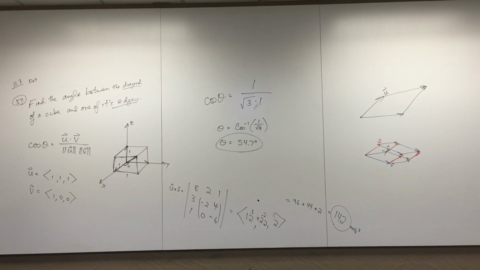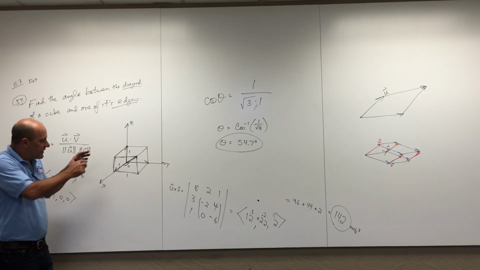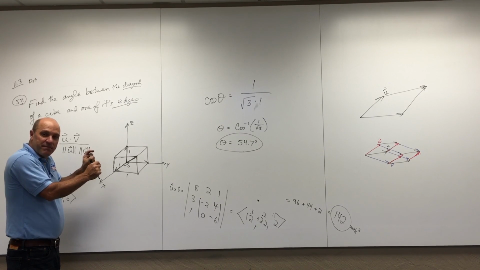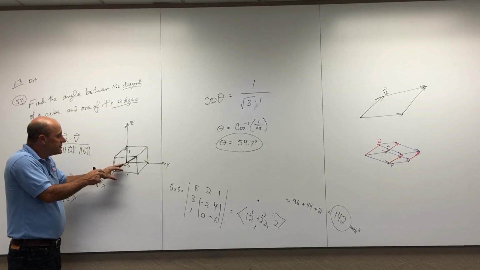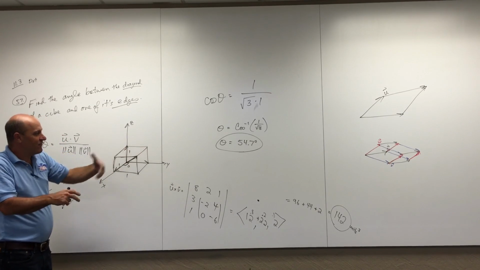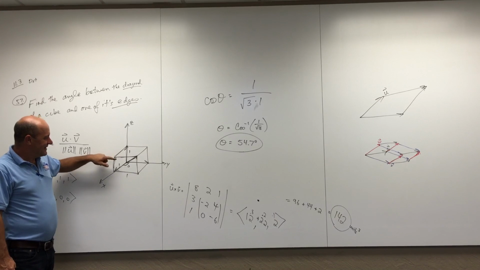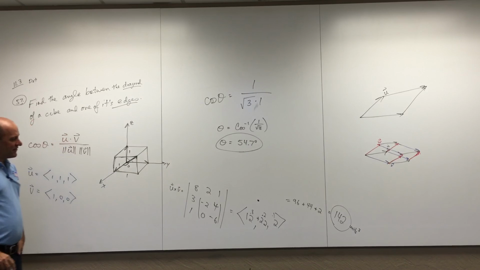Maybe that's a famous angle. Maybe it would be like a bond angle in chemistry. There's another question involving bond angles in chemistry, but that might be a different question. That's interesting, right? It's not 45. It's obvious it's not 45, it's 54.7. That's the angle between the diagonal of the cube and any one of its edges.